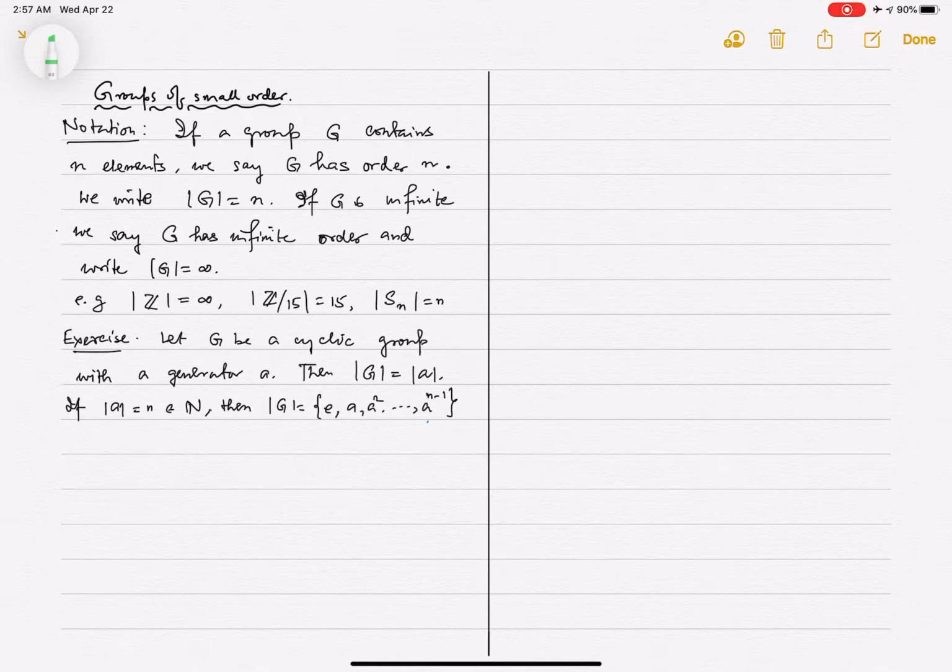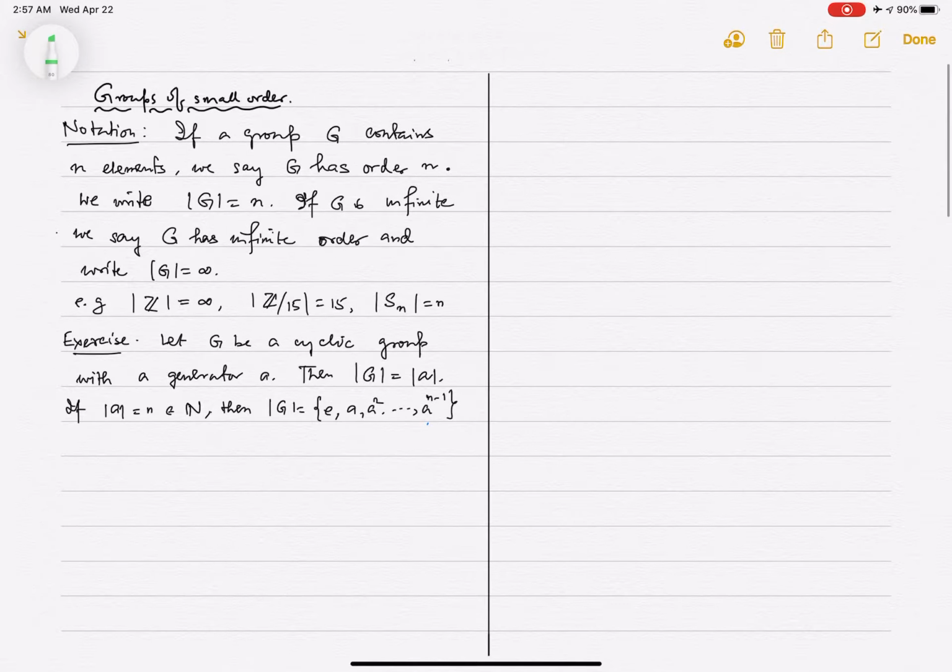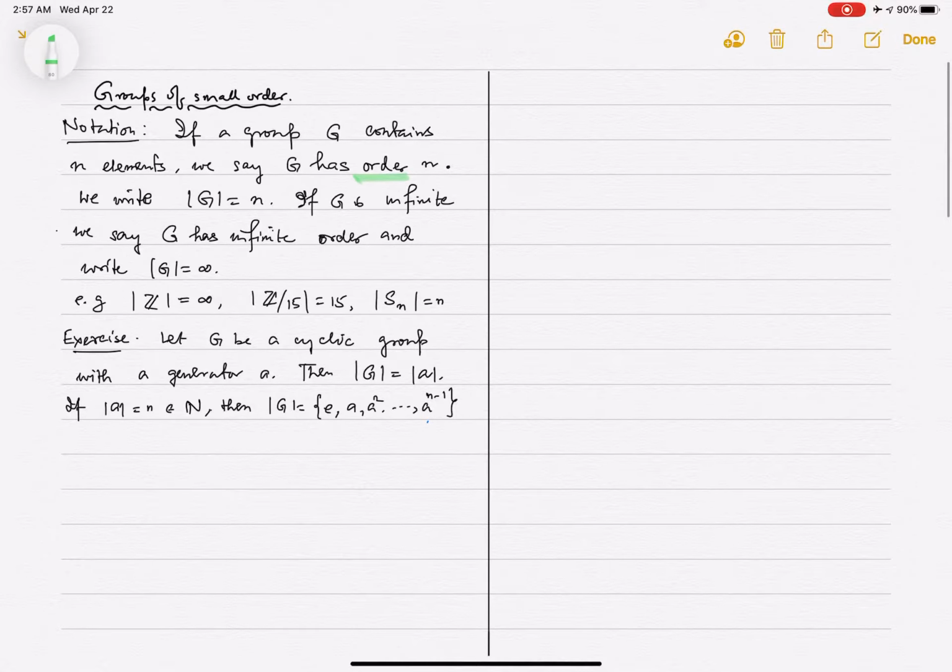So I have a little bit of leftover material. I realized I never talked about size of a group. So here is something that should have been probably done a while ago. A group G is said to have order n if it has n things in it.